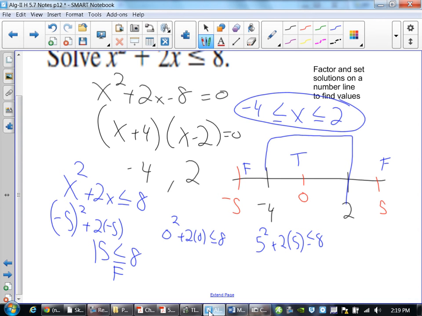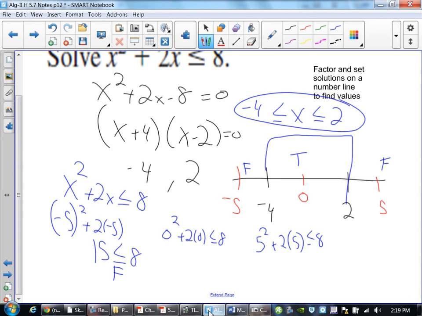Is -5 smaller than -4? Is 5 bigger than 2? Sure, pick a zillion if you like. I usually use 5, anything that's really easy to multiply by. Then you put this sign and this sign.